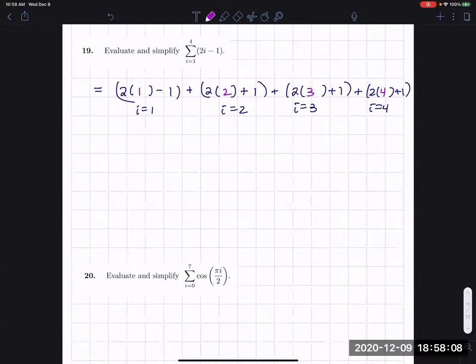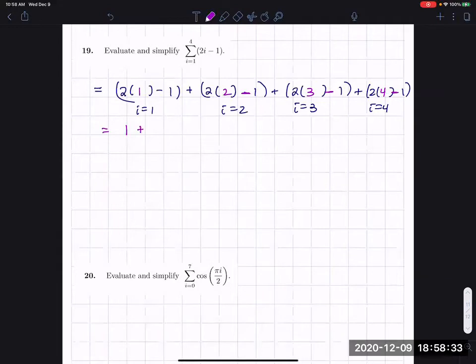I tried to pick a small number, so it wouldn't be too bad. 2 minus 1 is 1. 2 times 2 plus 1 is 5. 2 times 3 plus 1 is 7. You know what? I started copying these down wrong, which I'm sure many of you have noticed. It's 2i minus 1. I started doing 2i plus 1. So that led to all these wrong numbers.